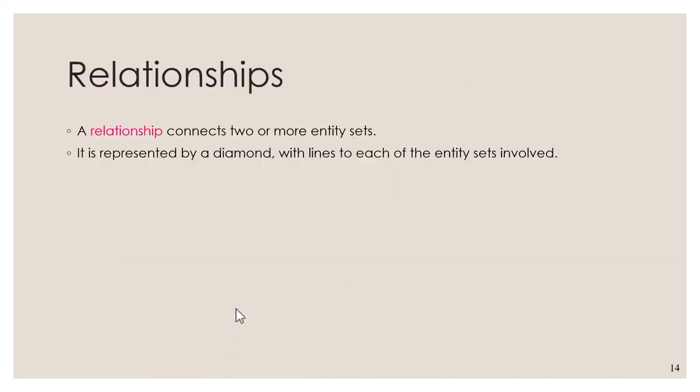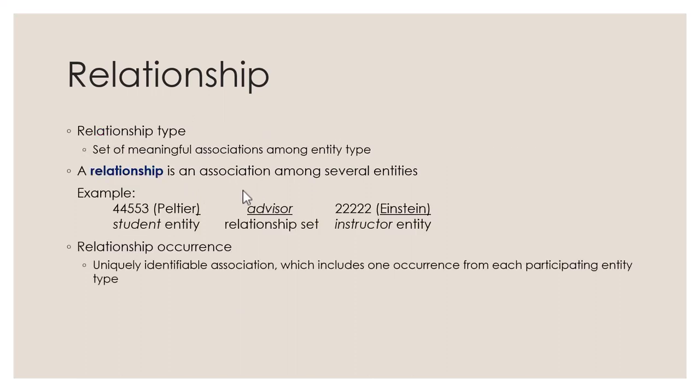Relationships connect two or more, sometimes more than two, entity sets. We use the diamond shape, as you saw. Here we have the student entity. The ID is 44553, and this is their last name. We also have an instructor over here, Einstein, and the relationship here is connecting these two. This relationship is called advisor. So this instructor is the advisor of this particular student.